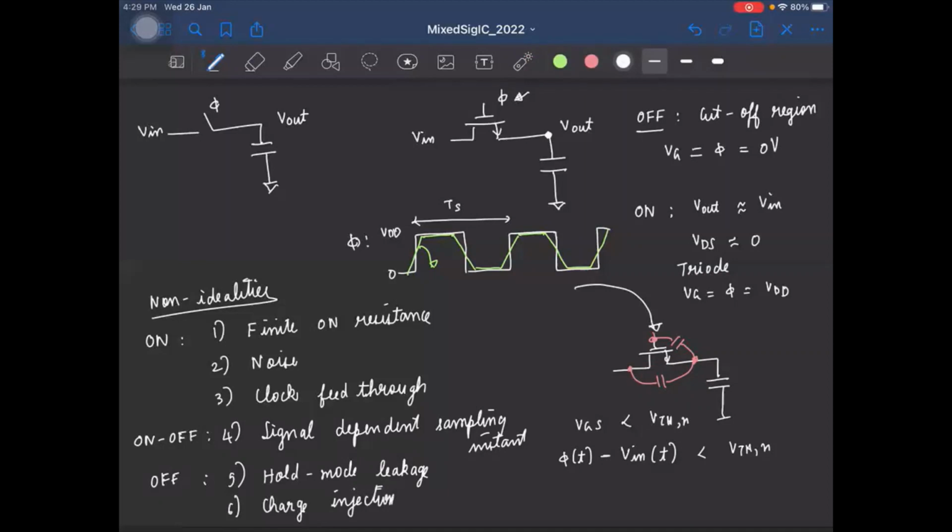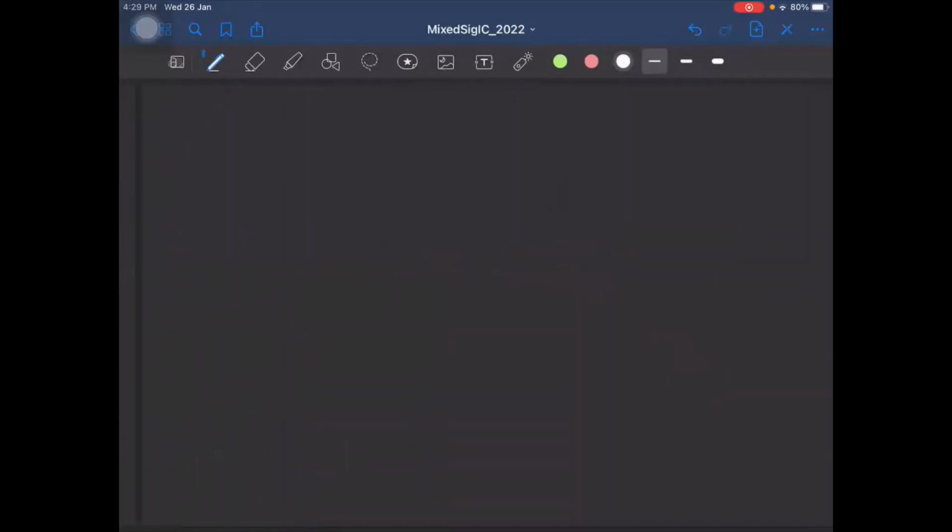Okay, so we'll discuss all these effects in detail and see what these actually cause and how to overcome or suppress their effects. So let's start with the first non-ideality, that is the finite on resistance.